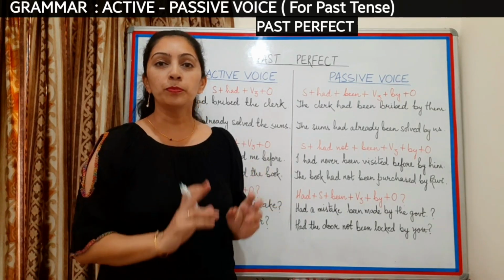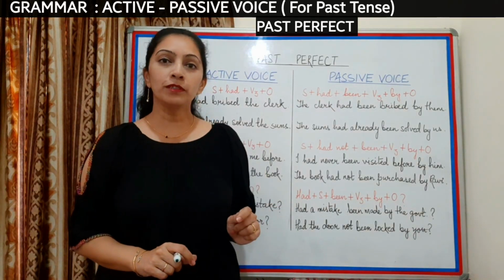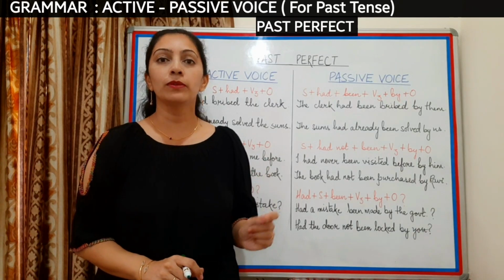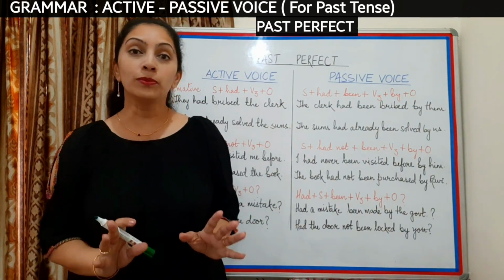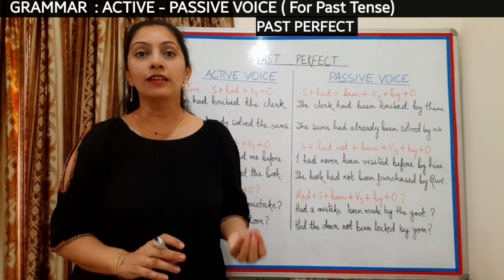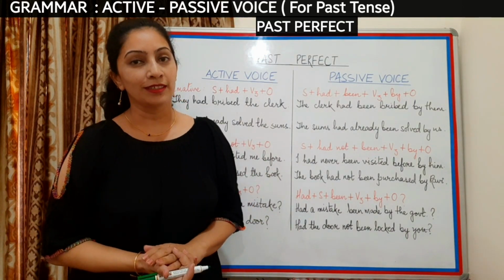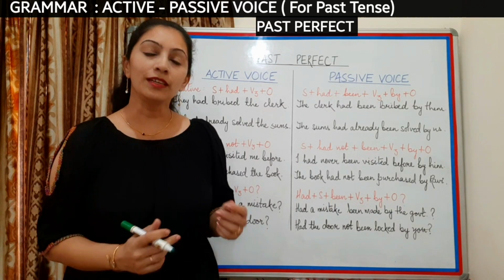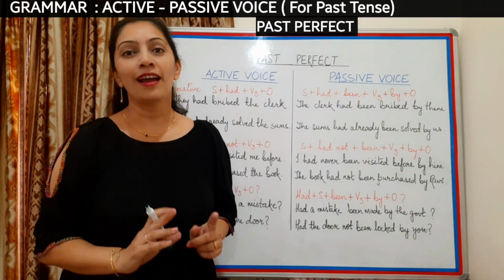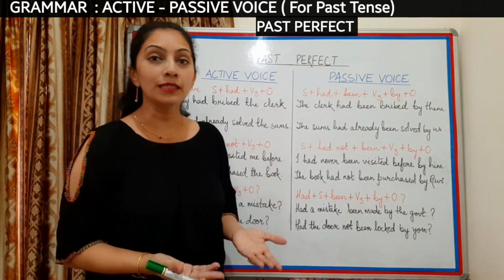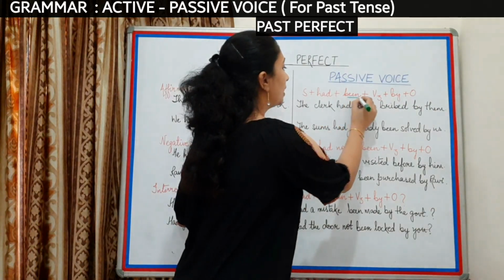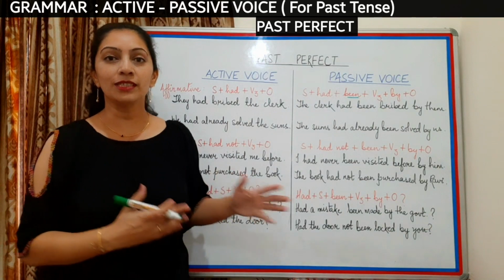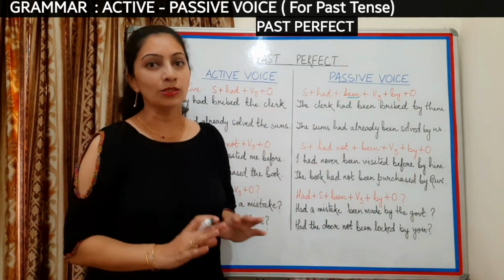Now let's learn about past perfect tense. Past perfect will always use the helping verb had. And one good thing about this tense is that you are not worried about the singularity or plurality of the subject. For both, we are going to use just one had. And therefore, in passive voice, whenever we are changing, we will always add the word been with had, just as we did in present perfect tense also.